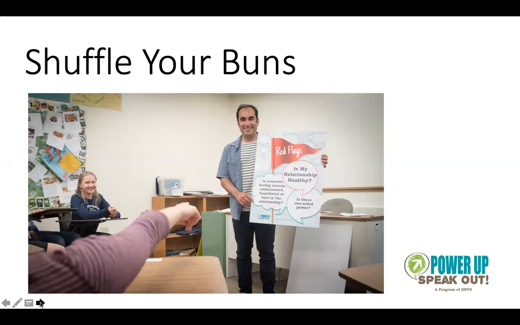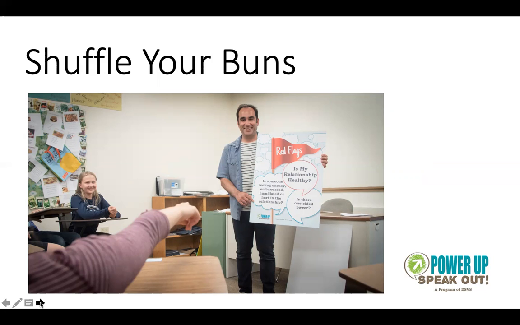Shuffle your buns. A boundary can be defined as what's okay with me or what's not okay with me. Arrange the chairs in a large circle, removing one chair so that there are fewer chairs than participants. Read off a statement and have students find a new chair if the statement applies to them. Whoever is left without a chair will read the next statement. Repeat this process until each of the statements has been read.